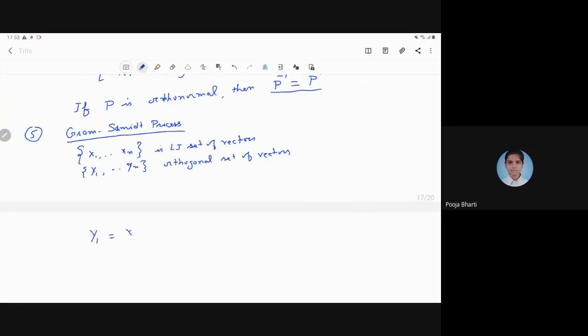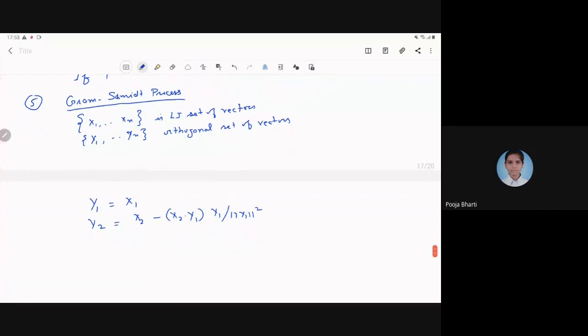y1 is simply given by x1. y2 is given by x2 minus x2 dot y1 into y1 divided by norm y1 squared. y3 is given by x3 minus x3 dot y1 into y1 divided by norm y1 squared, minus x3 dot y2 into y2 divided by norm y2 squared. Now you understand the sequence, what's going on. Using this pattern, you can construct orthogonal vectors. This is the Gram-Schmidt process.